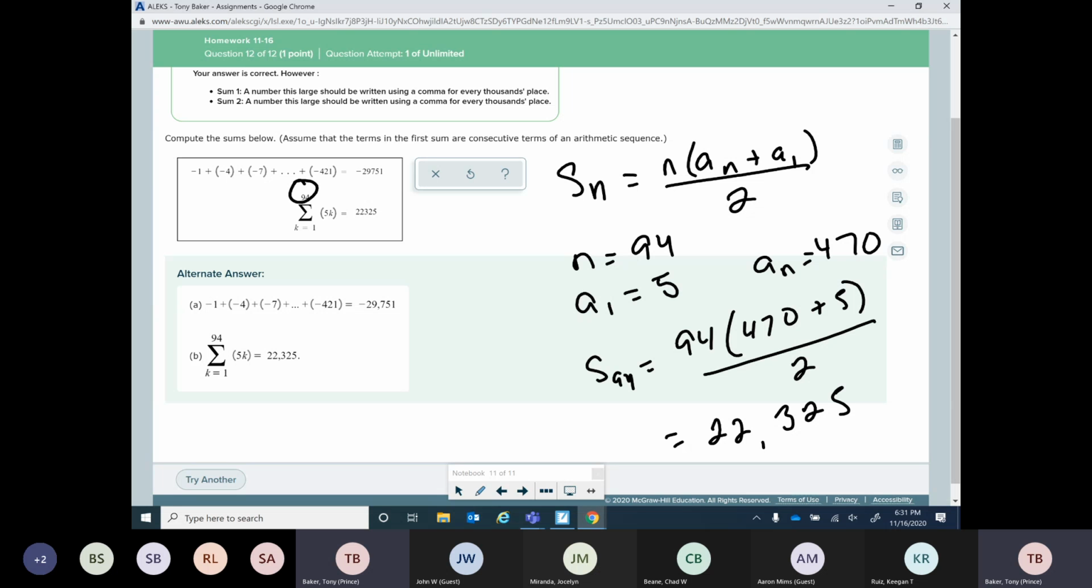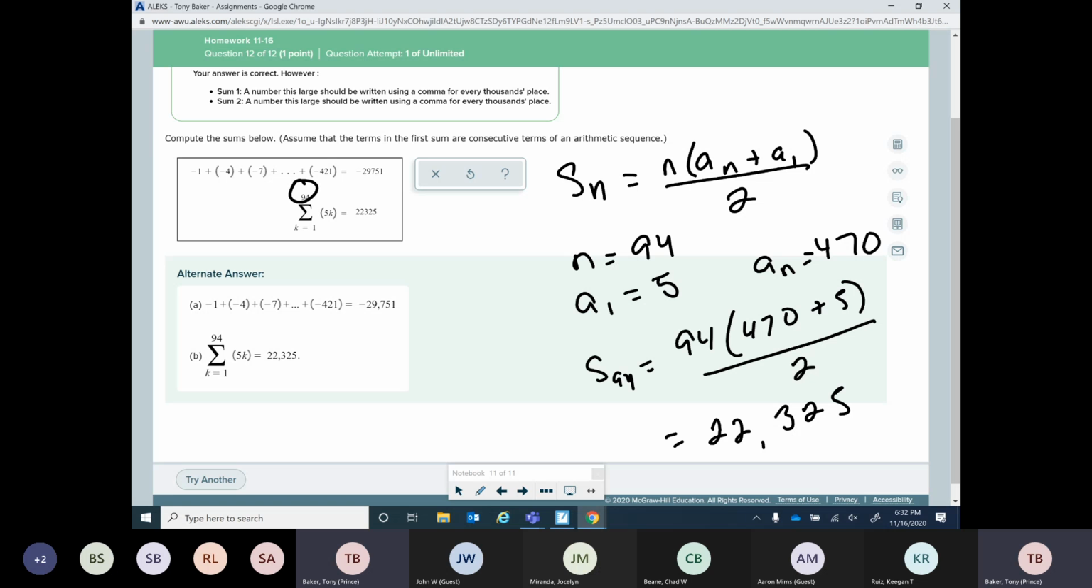Does that answer your question? Could you explain it one more time? So it's the capital letter for the Greek letter epsilon. We use it in math for summation. So basically, you know how the first one has got the -1 plus -4 plus -5 all the way up to -421, and those little dots keep going? The summation symbol is just an easy way to collapse that down.